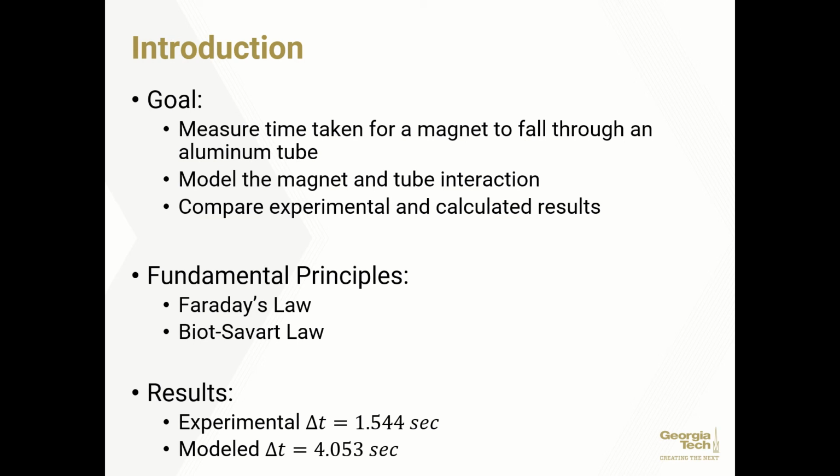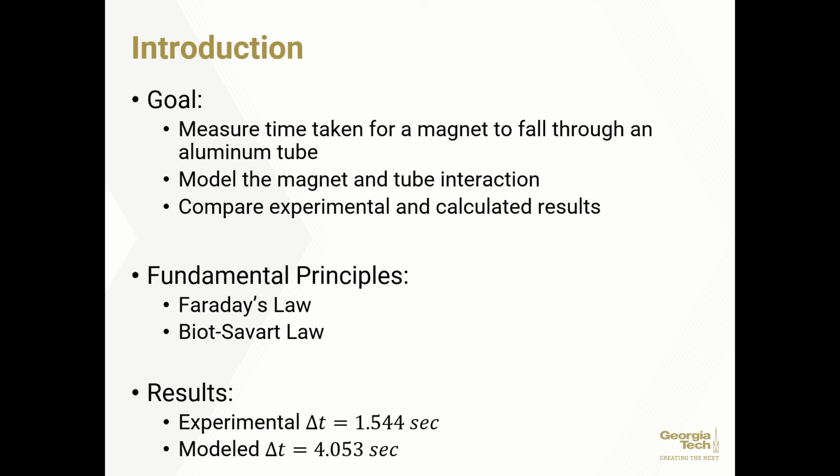The big physics idea that is occurring in this lab is that a magnet is falling through a non-ferrous tube, which induces a current, creating a field. This field then acts back on the magnet, opposing gravity, which causes it to fall slower. Here, Faraday's law is used to determine the change in the magnetic flux, allowing us to determine the current in each ring of the tube. The Biot-Savart law is used to determine the force the falling magnet has on the tube.